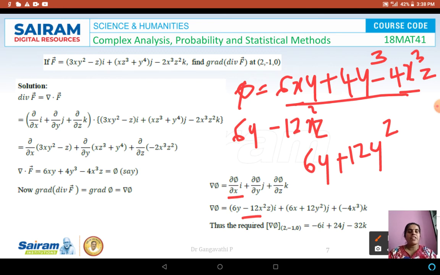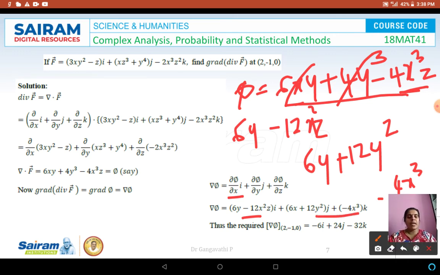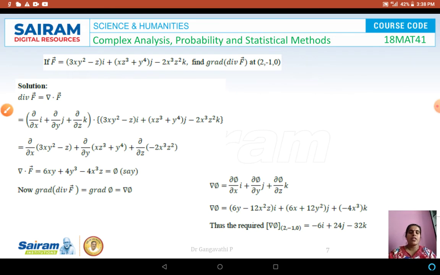And the partial differentiation of the same phi with respect to z, this and this cancel, only this term remains, which is minus 4x cube. So the same thing has been written here. Now this grad phi needs to be evaluated at the point (2, -1, 0), which is given to us. So x is equal to 2, y is equal to minus 1 and z is equal to 0.